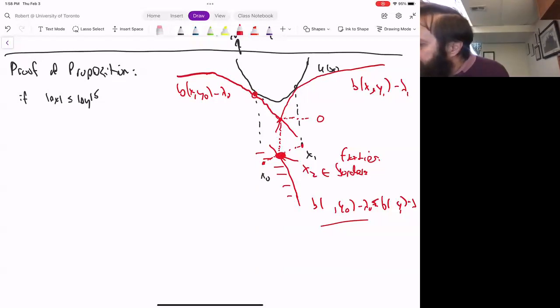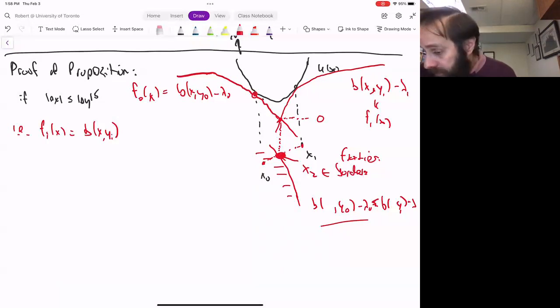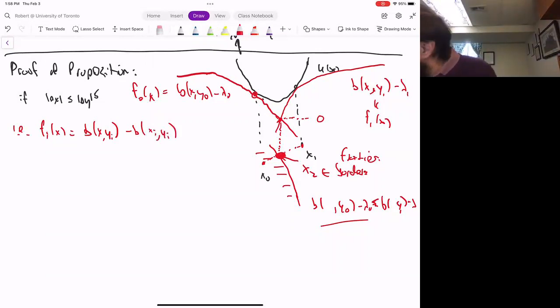So I need some names for these functions. I'm going to let this be the function F0 of X, and this is going to be the function F1 of X, i.e. Fi of X is B of X, yi. And then if you think, what does the constant have to be? It has to be minus B of xi, yi, plus something, plus u at xi.